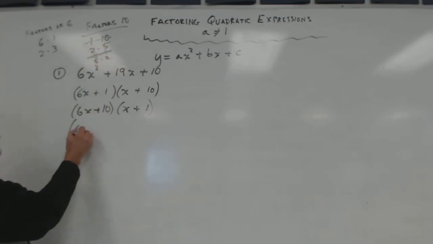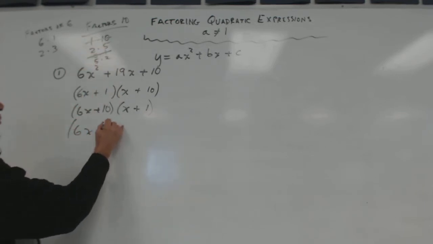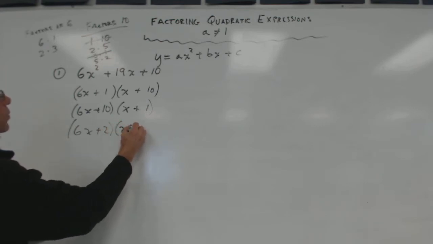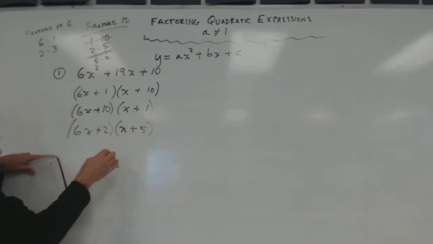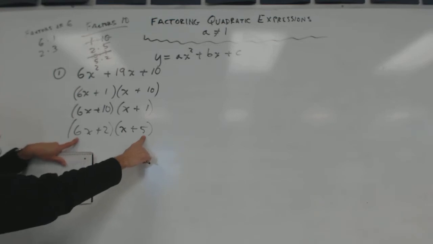So then I'm going to try again. 6x plus 2 times x plus 5. Okay? So 6x plus 5 is what?